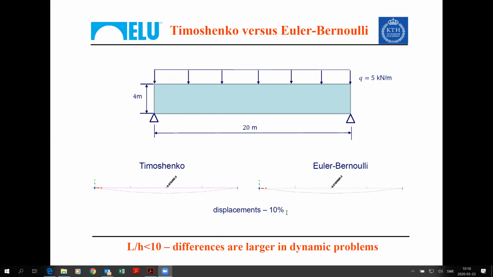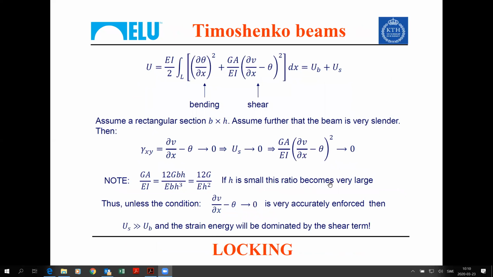I'm not sure if I understood well the concept of locking. Is it true that I can detect locking if I keep a constant load and diminish the height h of the cross section? The deflection will get smaller instead of larger? Yes, if the element locks.